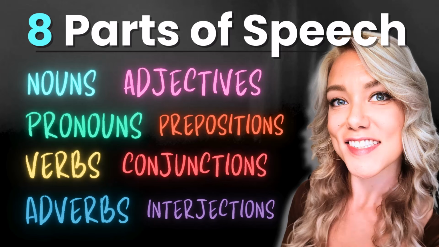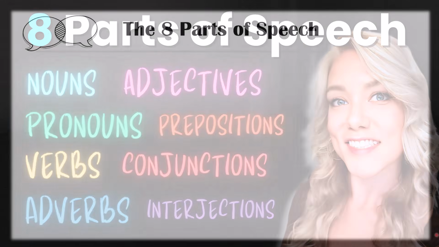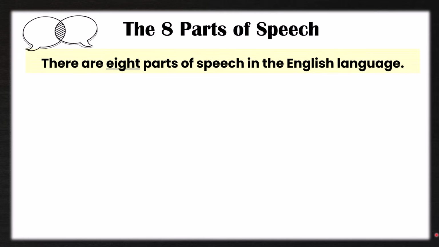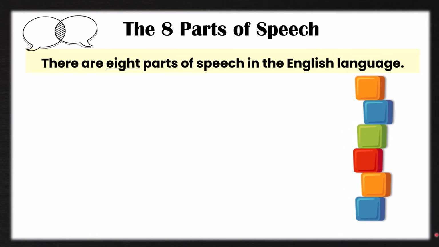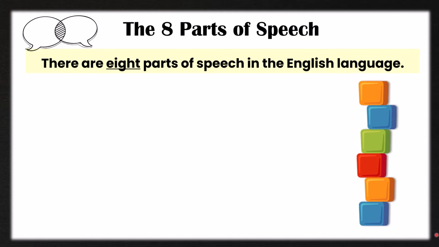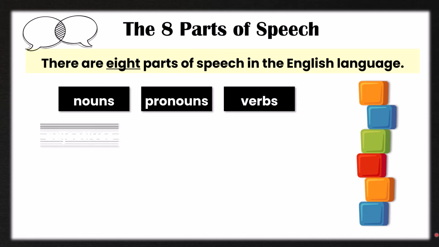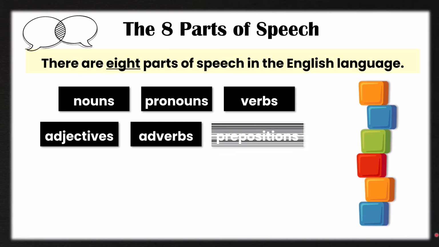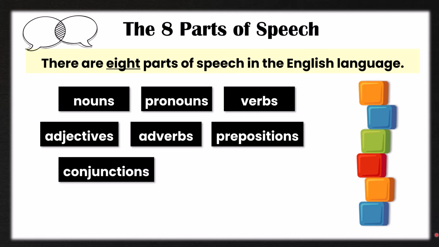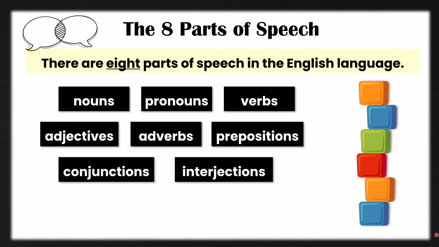My name is Jennifer, and today I'm going to teach you about the 8 parts of speech in English. Essentially, the parts of speech are like the building blocks of English sentences. When we make sentences, we combine different parts of speech. The 8 parts of speech are nouns, pronouns, verbs, adjectives, adverbs, prepositions, conjunctions, and interjections.